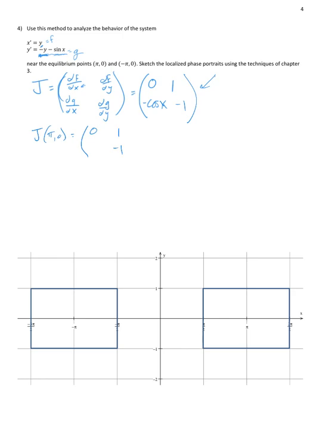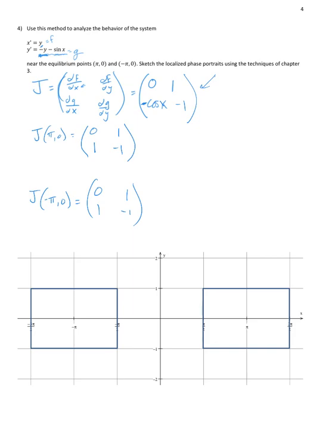And then the cosine of pi is negative 1, and I already have a negative here, so that becomes positive 1. And then the Jacobian at negative pi, 0, is going to be 0, 1, negative 1. And then I plug negative pi in, and the cosine of negative pi is also negative 1, and there's a negative in front, so it's 1. So we get the same linearized matrix for both pi, 0 and negative pi, 0.